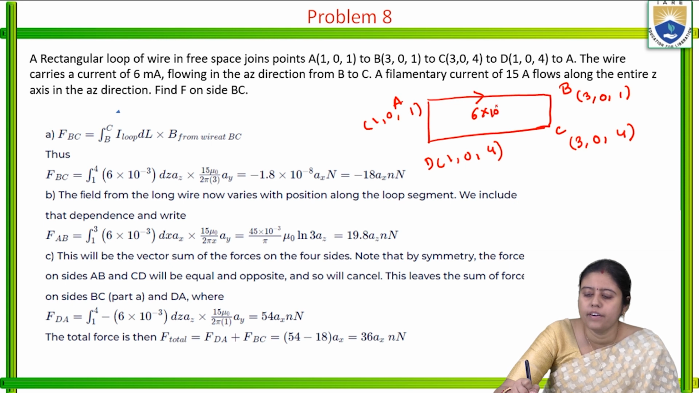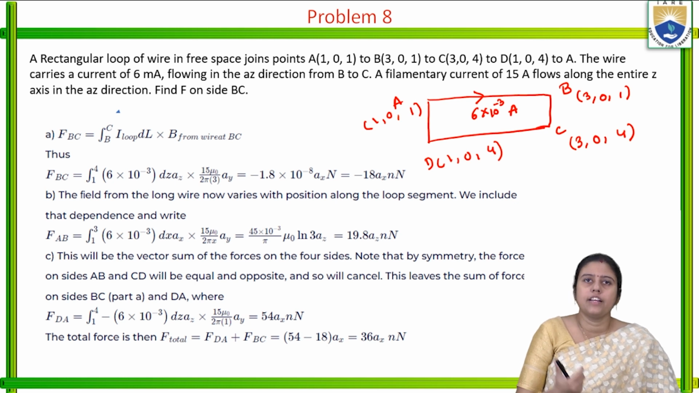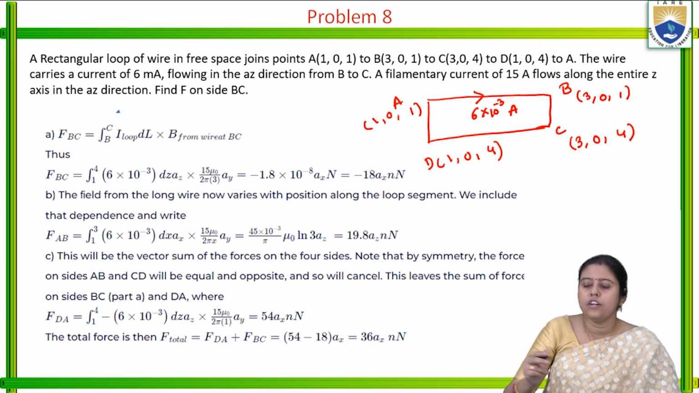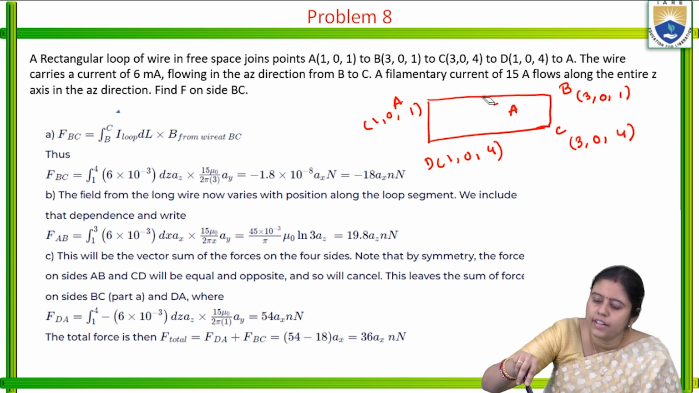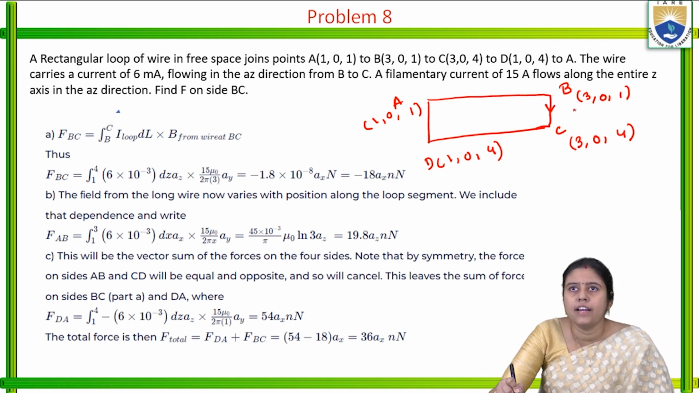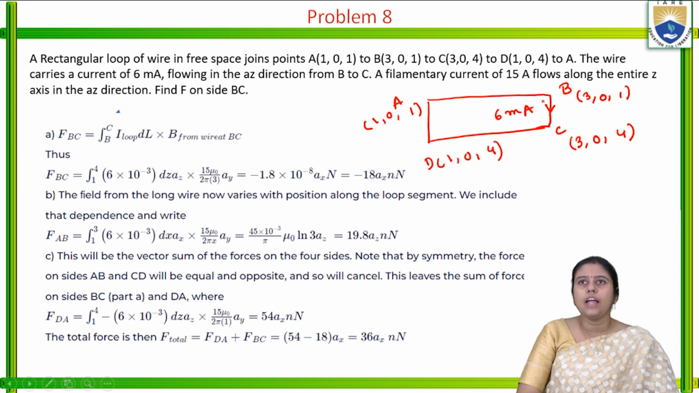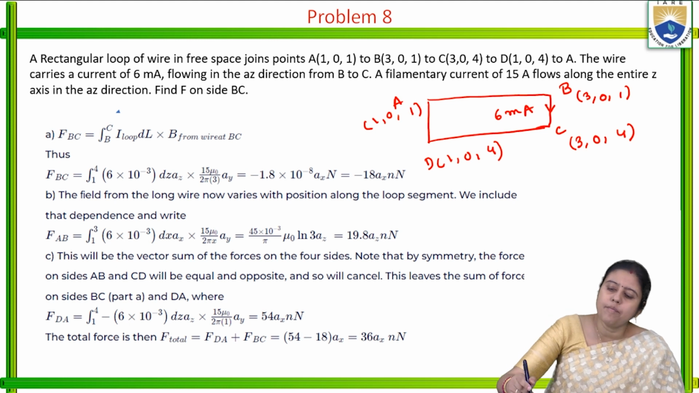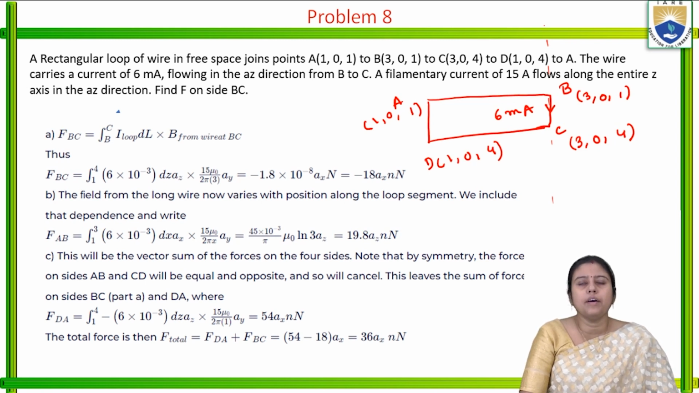6 milliampere, flowing in the az direction, from B to C. Sorry, the current direction is not here. The current direction is from B to C, in the az direction, and it is 6 milliampere. A filamentary current is flowing along the entire axis. The total amount of current flowing in this axis is 15 ampere along the Z direction. Find the force on BC.